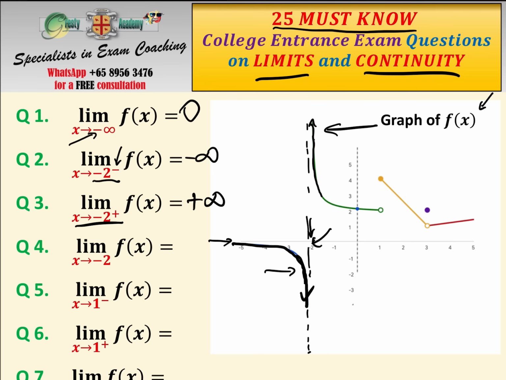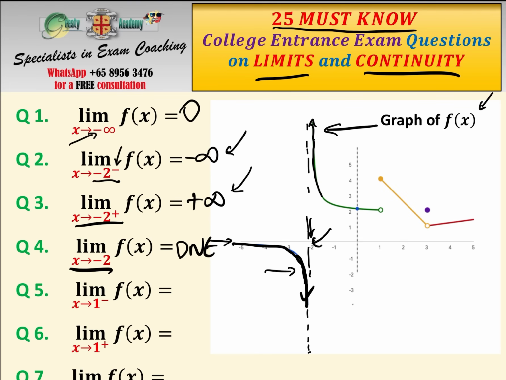Let's have a look at question 4. Question 4 is saying the limit as x approaches minus 2. Well, because the limit from the left is minus infinity and the limit from the right is plus infinity, they're not the same, and therefore the limit as x approaches minus 2 does not exist.